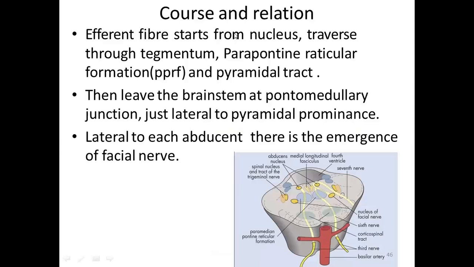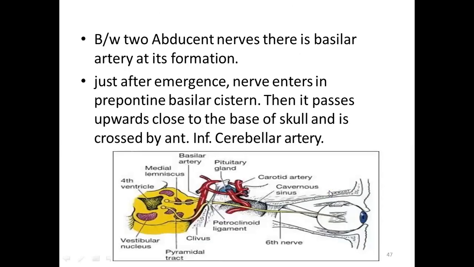In the course and relations, the fibers start from the nucleus and traverse through the tegmentum, parapontine reticular formation, and pyramidal tract. Then they leave the brainstem at the pontomedullary junction, just lateral to the pyramidal prominence. Lateral to each abducent nerve is the emergence of the facial nerve. Between the abducent nerves there is the basilar artery in its formation. Just after emergence, the nerve enters the prepontine basilar cisterns.